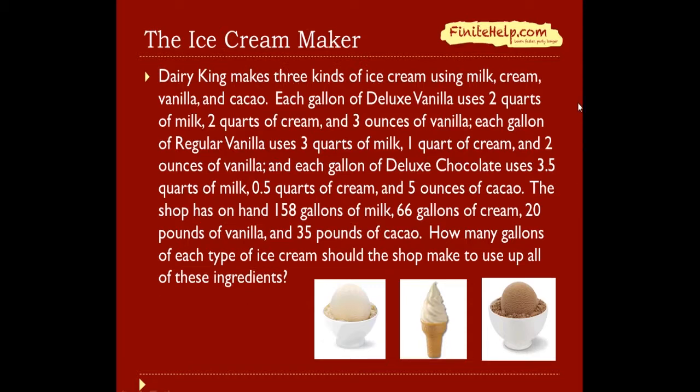Dairy Queen makes 3 kinds of ice cream using milk, cream, vanilla, and cocoa. Each gallon of deluxe vanilla uses 2 quarts of milk, 2 quarts of cream, and 3 ounces of vanilla. Each gallon of vanilla uses 3 quarts of milk, 1 quart of cream, and 2 ounces of vanilla. And each deluxe chocolate uses 3.5 quarts of milk, 0.5 quarts of cream, and 5 ounces of cocoa. The shop has on hand 150 gallons of milk, 66 gallons of cream, 20 pounds of vanilla, and 35 pounds of cocoa. So how many gallons of each type of ice cream should be made for the shop to use up all of these ingredients?